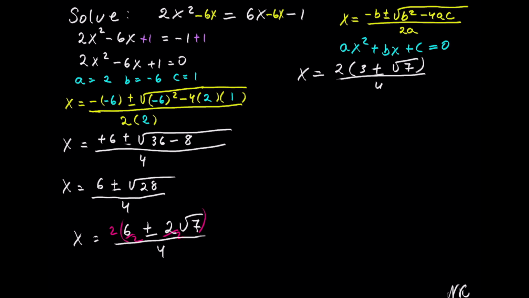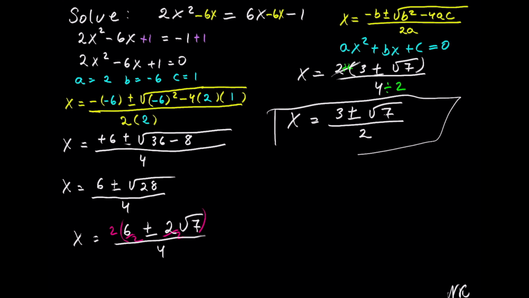out of 4. 2 and 4 can both be divided by 2, so we can reduce the numerator and denominator by 2, and we get x is equal to, 2 divided by 2 cancels into 1, so we get 3 plus or minus square root of 7 out of 4 divided by 2, which is 2. Since we cannot simplify the square root of 7, we can keep this answer as is with plus or minus.